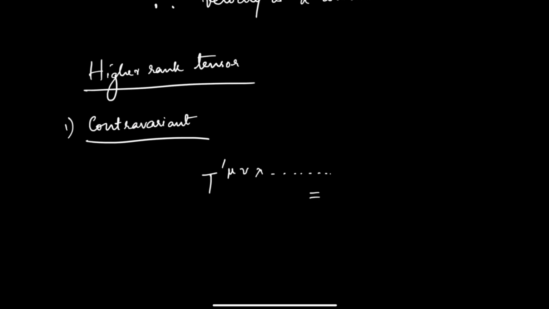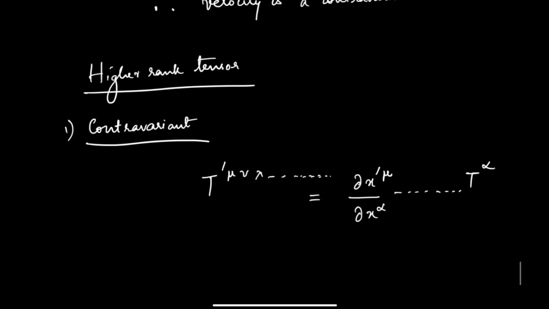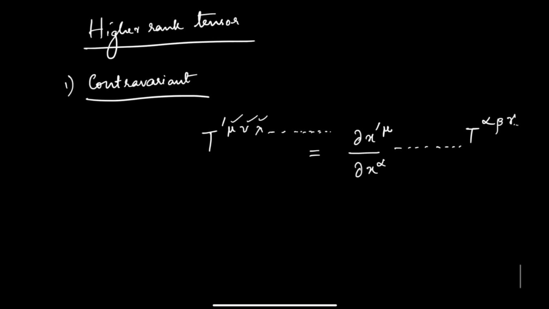That can be represented as prime mu with respect to alpha. Why am I writing alpha? Because here I have alpha, right? Similarly, as you add more indices here, you have to add that much transformation also here, for example mu, nu, lambda. So alpha, beta, gamma, and etc. Many things you have to add. So these are known as higher rank tensors.